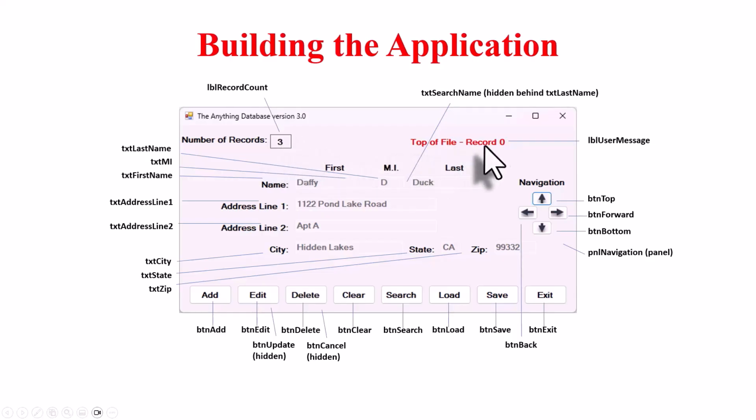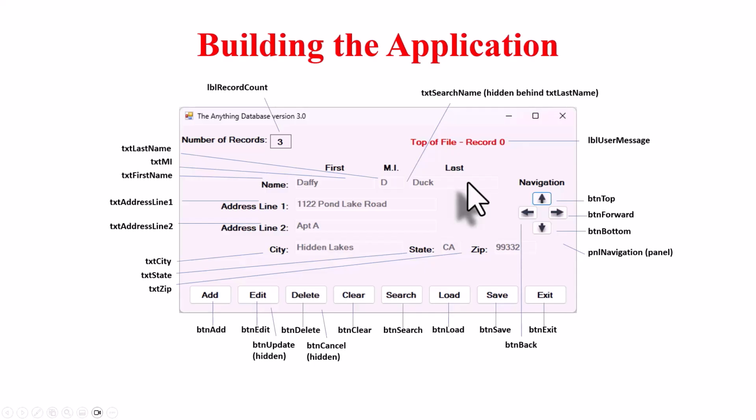This tells us where we are. We're at the top of the file, record 0. And we're looking at Daffy Duck in here. Label user message is going to be sitting here, so different messages can be displayed here in red. The last name, middle initial, first name, address lines 1 and 2, city, state, and zip are all sitting in here. We are going to use a search box, text search name. It's going to be hidden behind the text last name down here. So we'll apply this when we actually want to do a search.